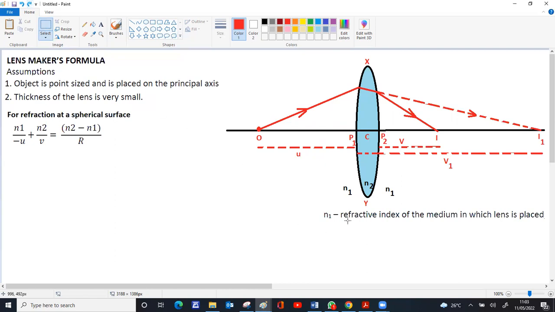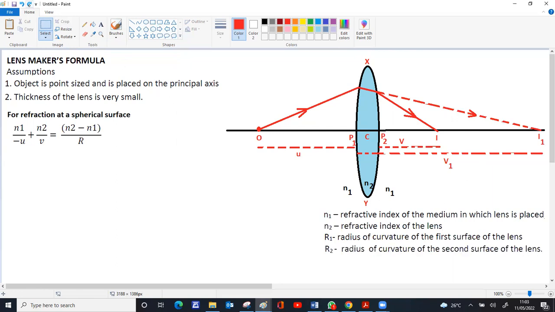These are the factors before the derivation part. N1 is the refractive index of the medium in which the lens is placed. N2 is the refractive index of the lens. R1 is the radius of curvature of the first surface of the lens, curved to the right. R2 will be the radius of curvature for the second surface of the lens.